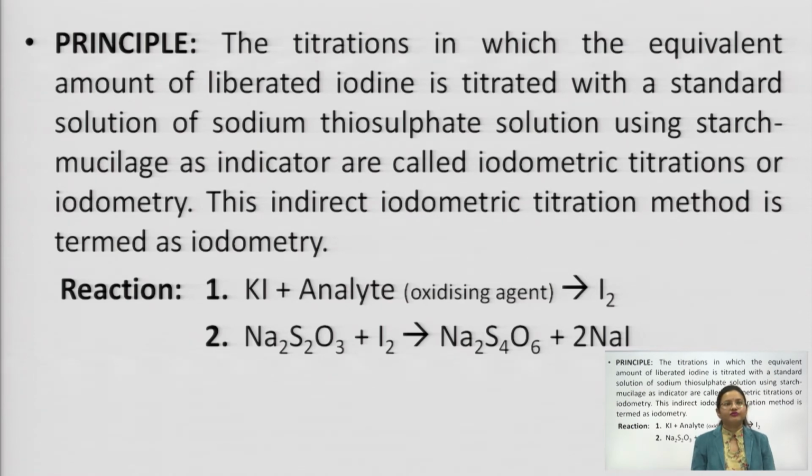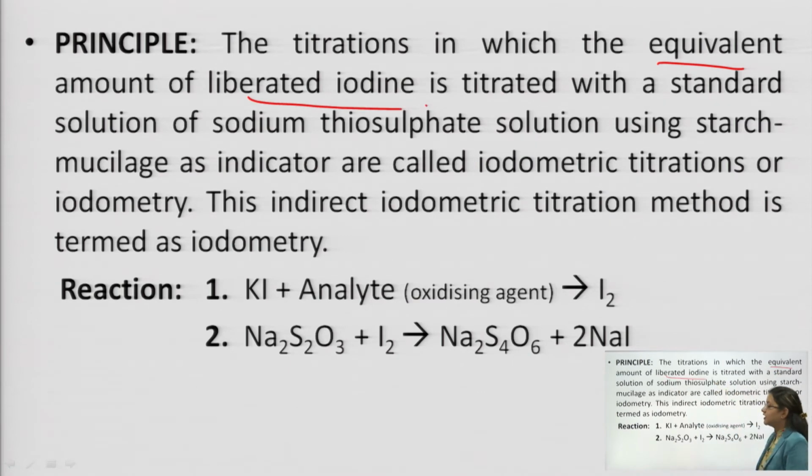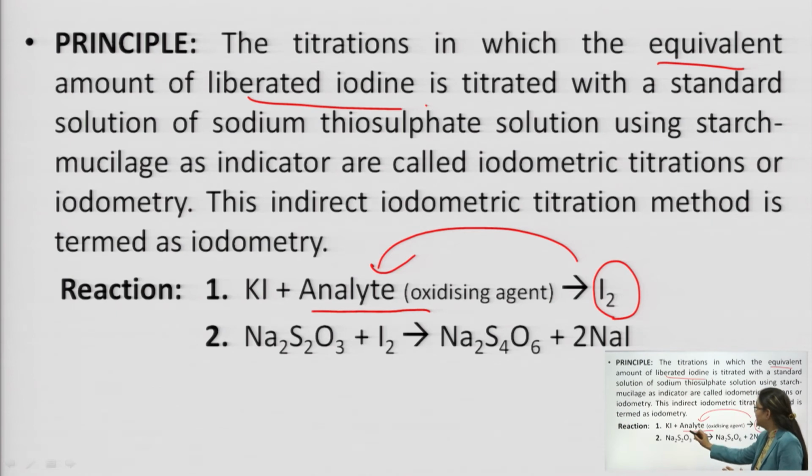In this titration, the equivalent amount of liberated iodine, as I have told you, equivalent amount of liberated iodine. What do you understand by this statement? This statement shows that the amount of iodine which is liberated in the reaction is just equivalent to the amount of analyte which is present in your sample.